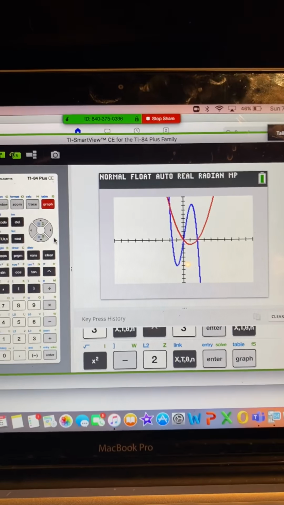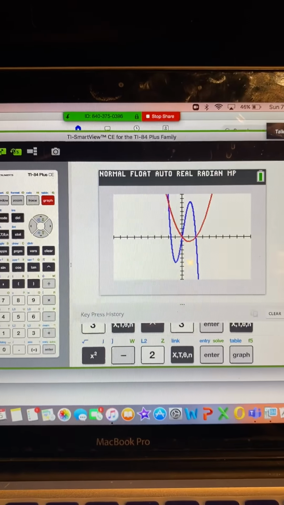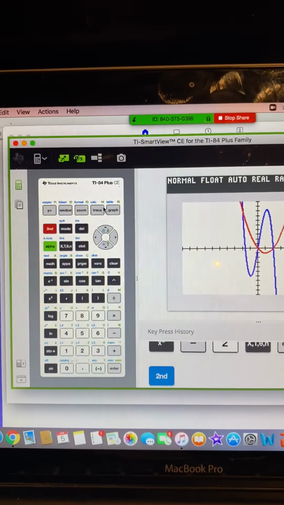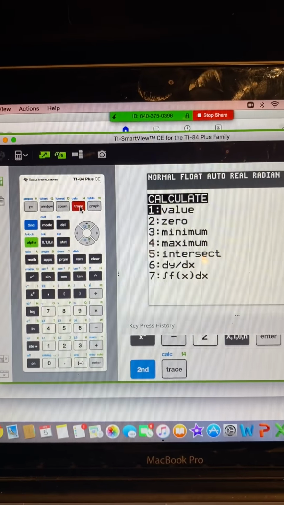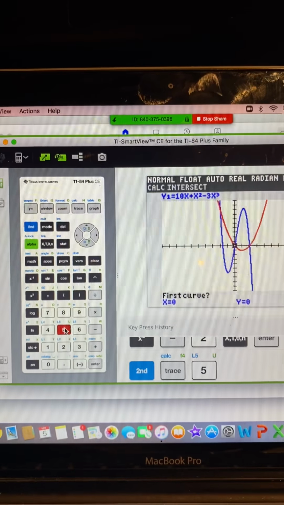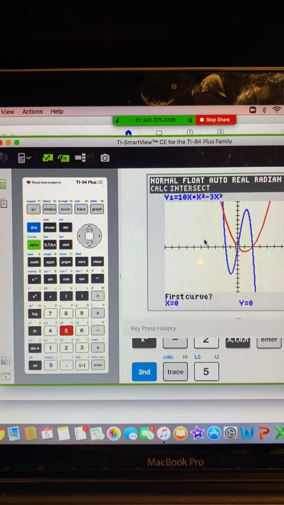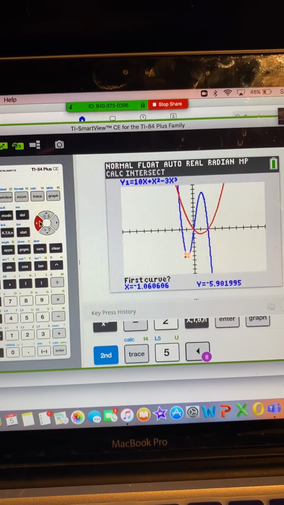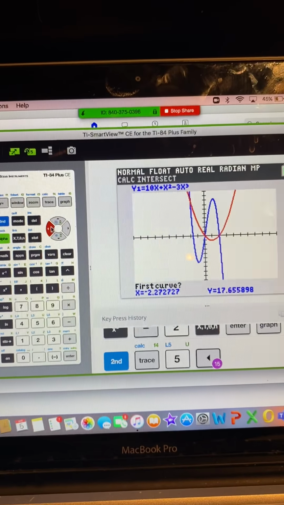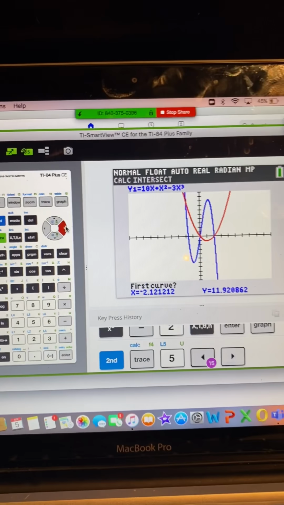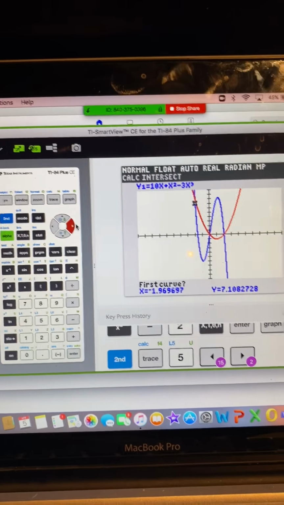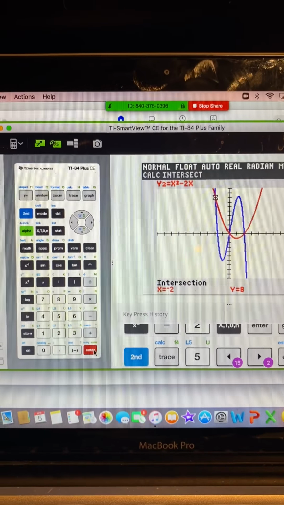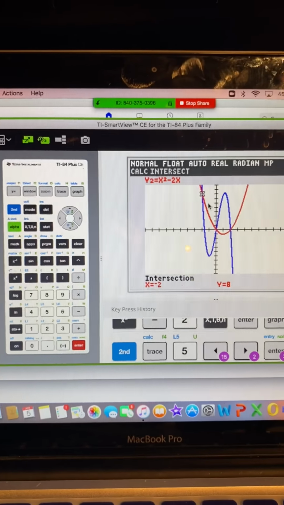I could do it by hand, but let's do it like we did before. Second, calc, intersection, which is number 5. Let's move it to this location right there. Whoops, a little too much. Right there. Enter. The next one is close enough there, and we guess, and exactly, it's -2.